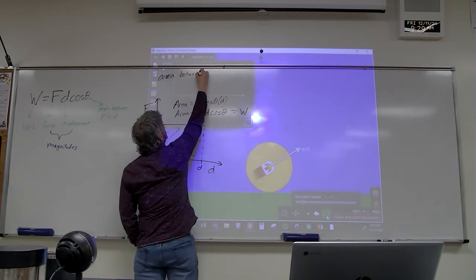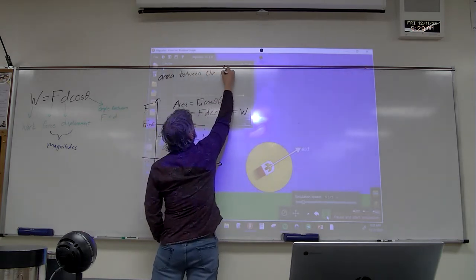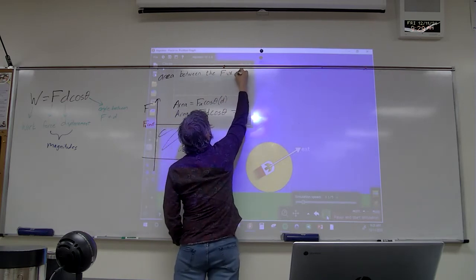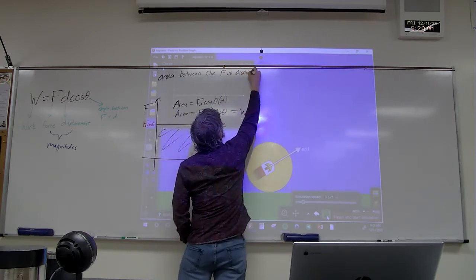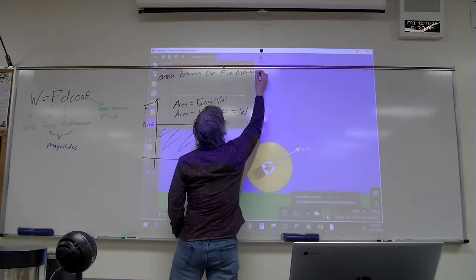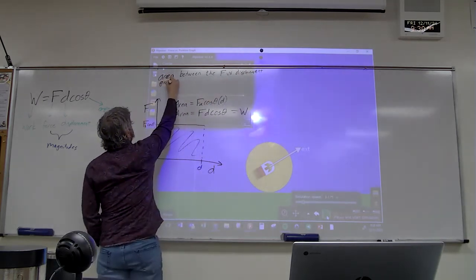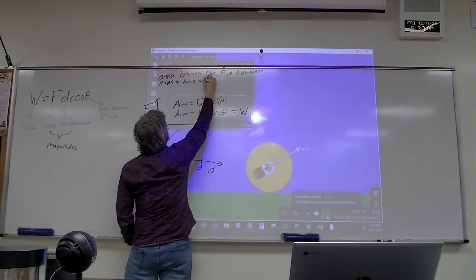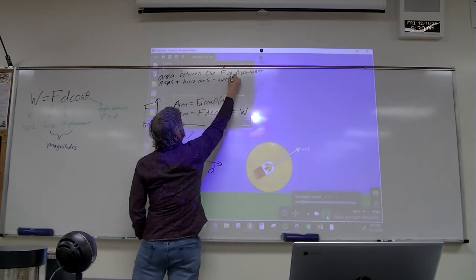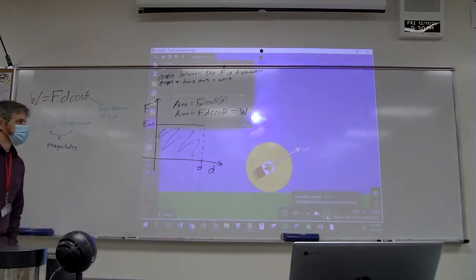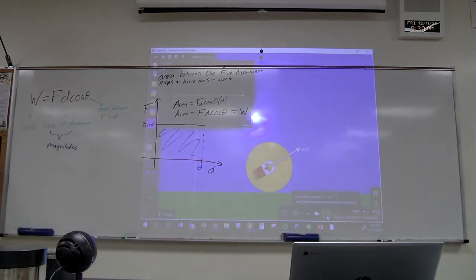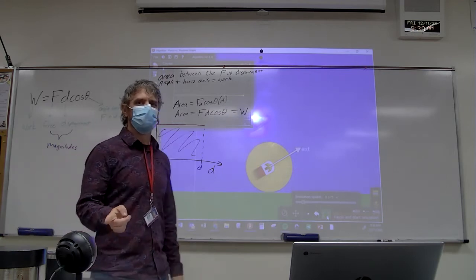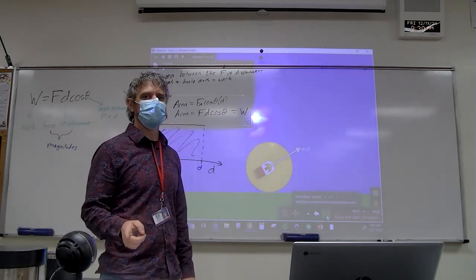The area between the force versus displacement graph and the horizontal axis equals the work done. That's just something you need to know. And if you don't know it, you should be able to look at that kind of graph and just mentally say it. Okay? So I was gonna big brain it, but it's all good.